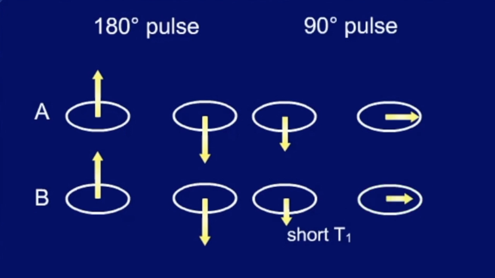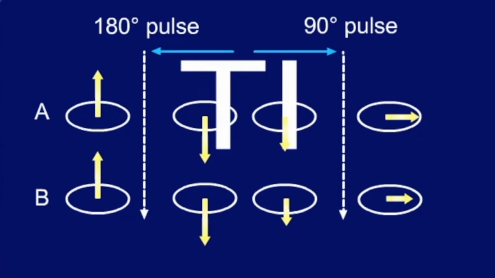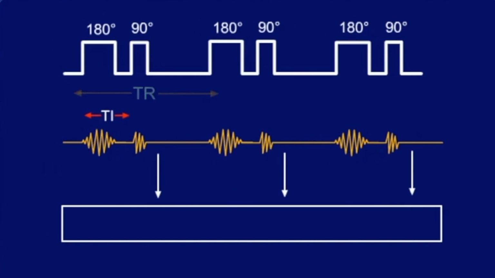The signal that we get depends on the time between the 180-degree and the 90-degree pulse, the time after the inversion by the 180-degree pulse. This time is thus called TI, inversion time. TR is the time between the sequences, as in the other pulse sequences.